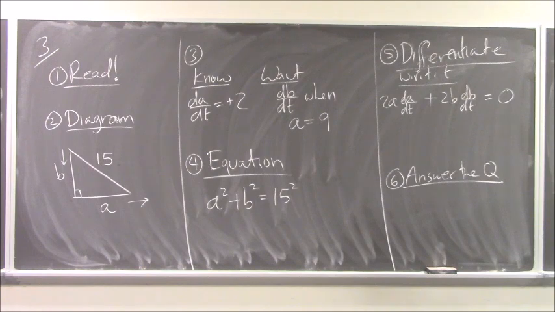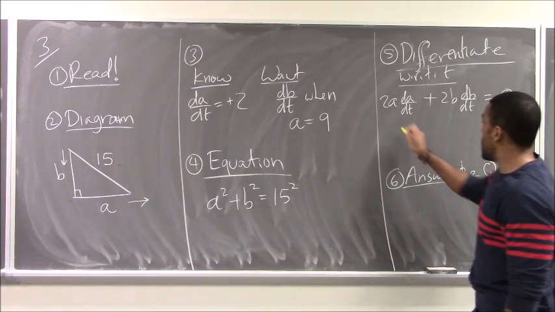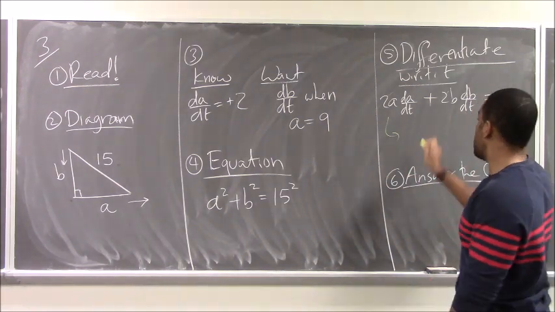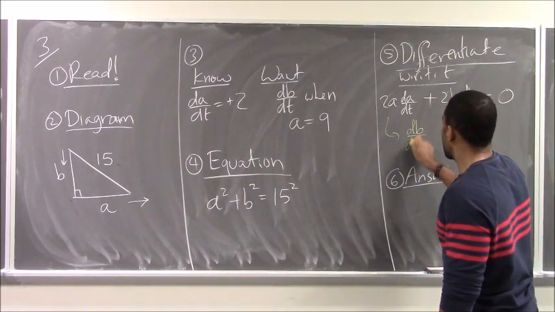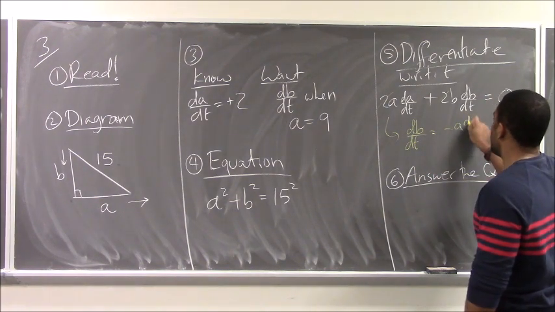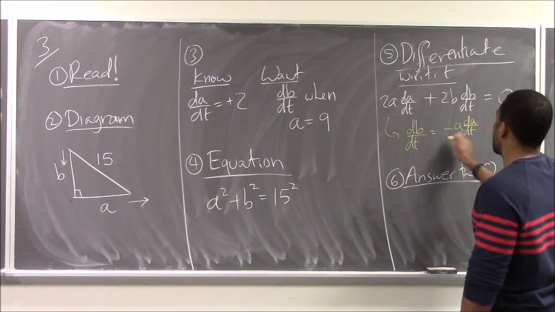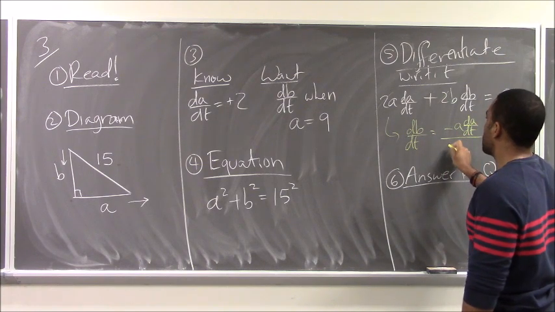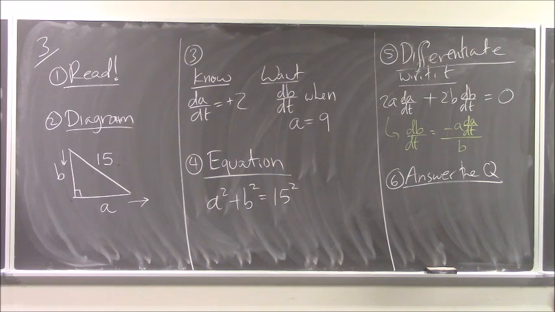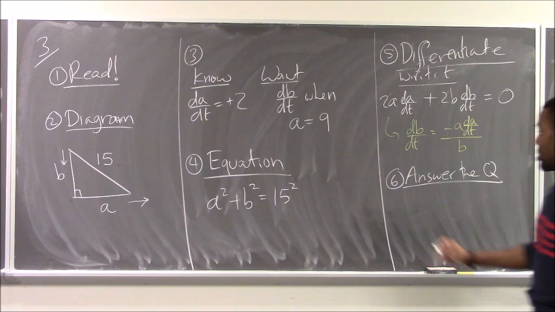Now we wanted to actually answer the question. Of course, this implies that if you divide both sides by 2, I could solve for the dB/dt that I wanted. And this was actually minus A dA/dt over B.